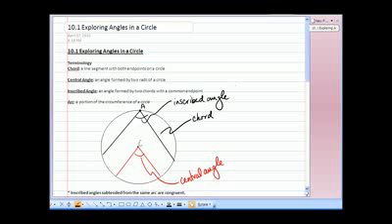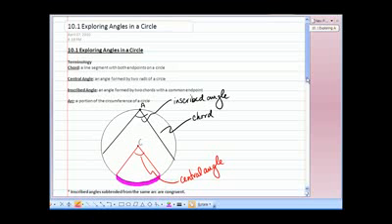The last term is an arc, and an arc is a portion of the circumference of a circle. So reminding ourselves that the circumference is kind of like the perimeter of a circle. So it's just going around that edge of our circle. So an arc would be perhaps what I've just highlighted there. So considering an arc, how many arcs would there be in a circle? Hopefully your answer is infinite.